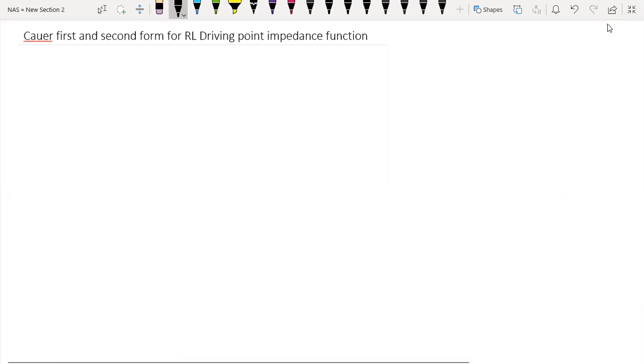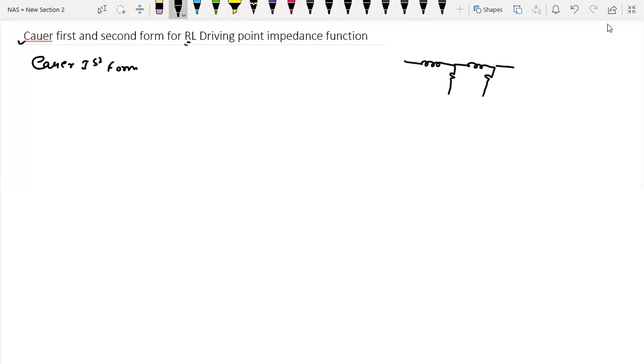And in today's class, we will discuss Cauer first and second form for RL driving point function. So let's start with Cauer first form. In Cauer first form for the RL, inductor is always in series and resistance is always in parallel. Okay, in the first form. And this form continues L1, R1, L2, R2, L3, R3.